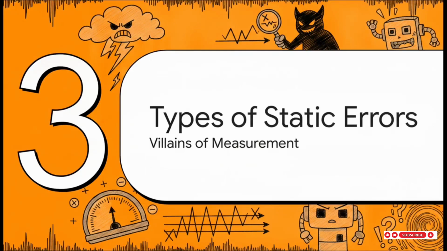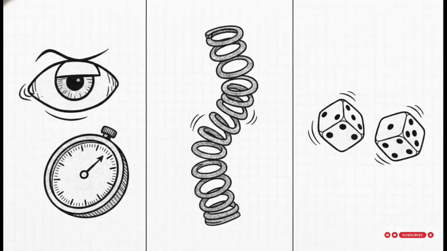Okay, Section 3. Time to meet the villains that love to ruin our static readings. Static errors. These errors basically fall into 3 buckets. First, you've got your standard human mistakes, literally just misreading a dial or writing down the wrong number. Second are systematic errors. These act as a constant bias, kind of like a stretched spring or a super hot room that consistently skews your data. And finally, random errors. These are just caused by unknown chance, and honestly, the only way we can manage them is by using probability and statistics.